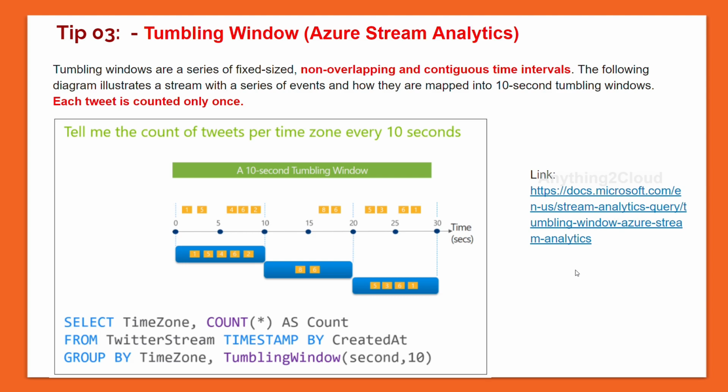The next tip is on tumbling window. Tumbling windows are a series of fixed-size, non-overlapping and contiguous time intervals. The following diagram illustrates a stream with a series of events and how they are mapped into 10-second tumbling windows. So basically here the tumbling windows are fixed size and they don't overlap with each other. If you see in the diagram, it's a 10-second tumbling window. So whatever events come in 10 seconds will not overlap with the next subsequent windows.